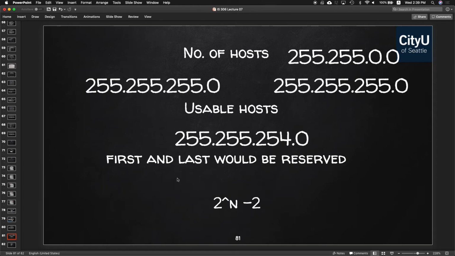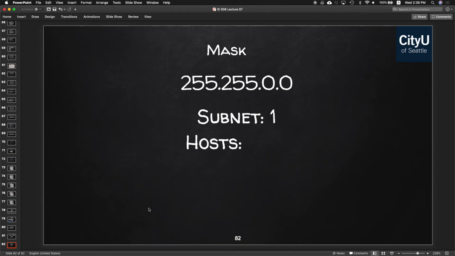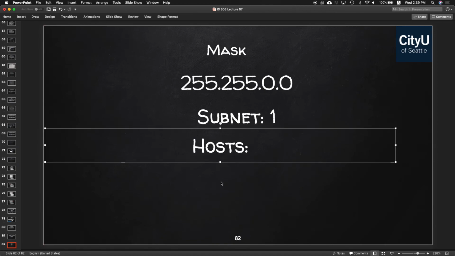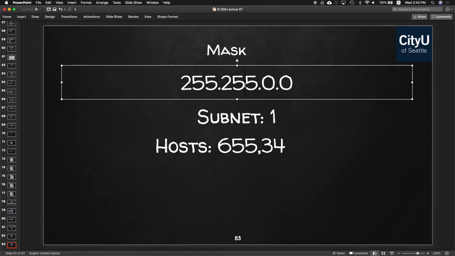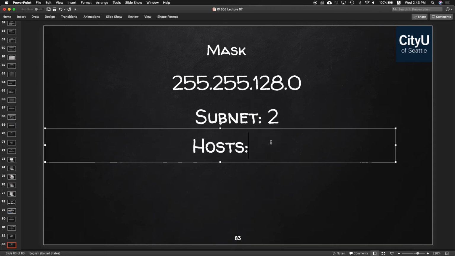So going back, given this mask and a subnet of 1, how many hosts do we have? 65534. So that's the answer. Another one. Let's use the next example here. Let's say you have 225.128 subnet 2. What's the answer?